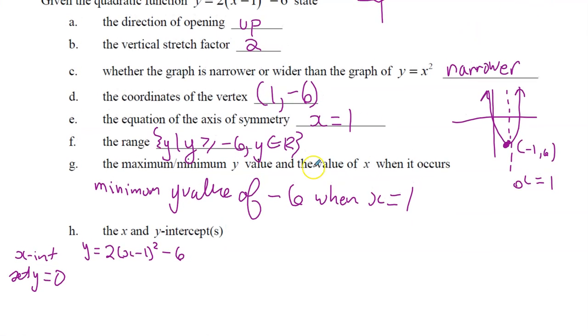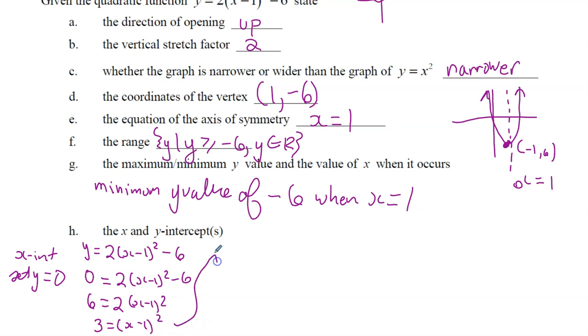Yeah, we'll reframe things. Okay, set y equal to 0. 0 is equal to 2 times the quantity x minus 1 squared, minus 6. Okay, kick the 6 over. 6 is equal to 2 times x minus 1 squared. Divide both sides by 2: 3 is x minus 1 squared. We want to get x, so we are going to square root both sides.